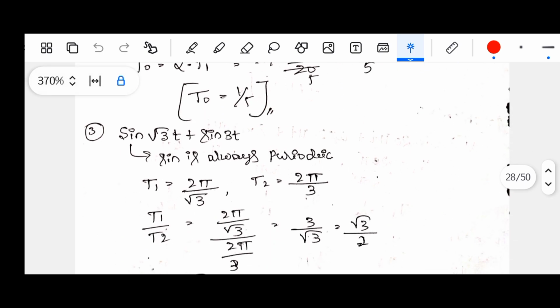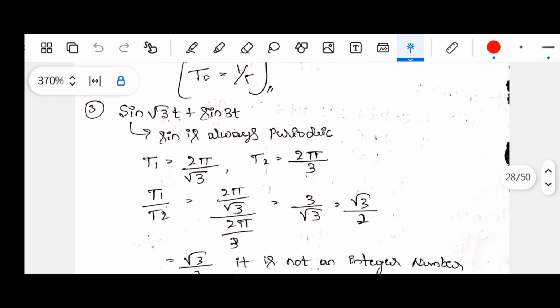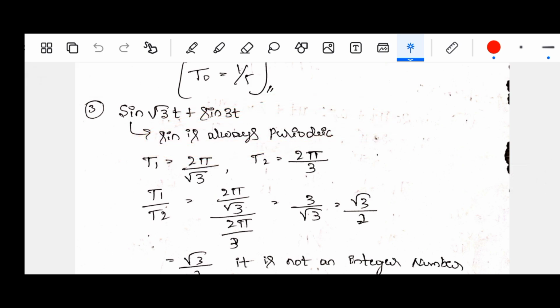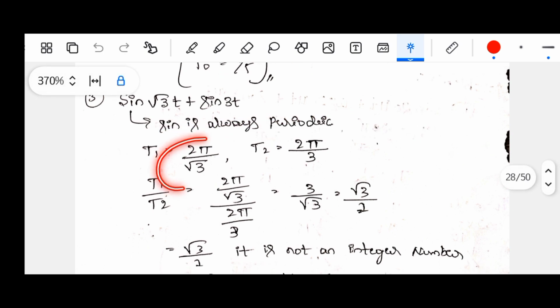Next, the third one: sin root 3 t plus sin 3t. Sin is always periodic. Remember, sin, cos and e to the power of j values are always periodic. T1 is equal to 2 pi by root 3.